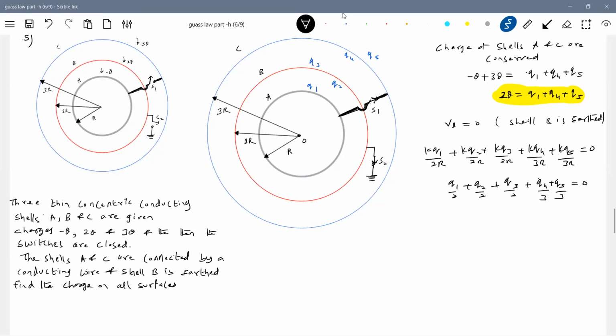Now let's come to the other side. We discussed that Q1 plus Q2 must be 0. Any reason? By drawing a Gaussian surface in the material of shell B, the net charge and the net field inside the material of shell B should be 0. So therefore Q1 plus Q2 will be 0. Similarly, Q1 plus Q2 plus Q3 plus Q4 equals 0. Substituting that here, I think these are going to help us a lot.